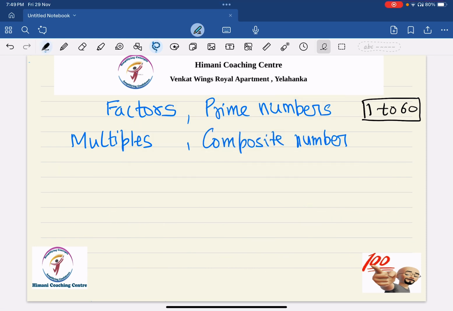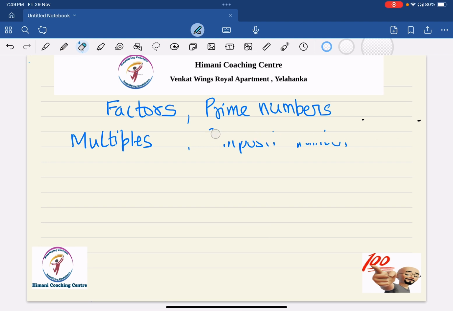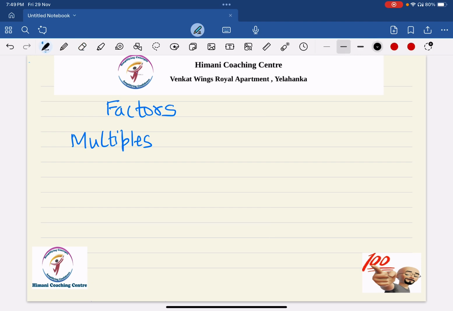So we have understood what prime numbers and composite numbers are. So let us move to the next topic, which is factors and multiples. Okay. So let us say you are asked to write the first 5 multiples of 3.